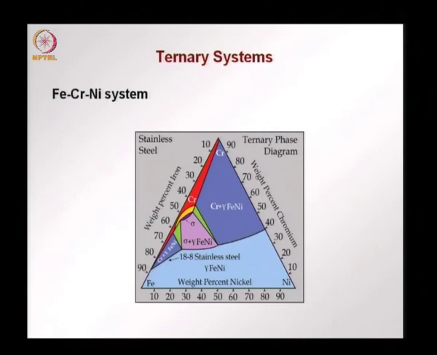We have a similar phase diagram which is used for the iron chromium nickel system, where again we have now percentage of nickel, chromium and iron put together to denote different materials and so on.